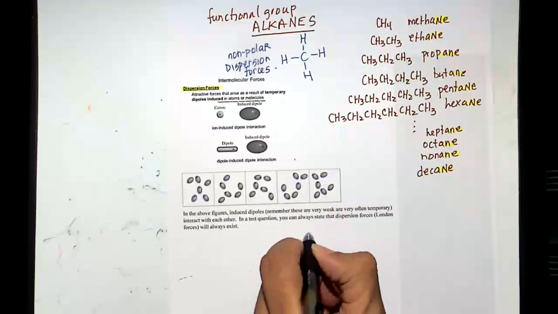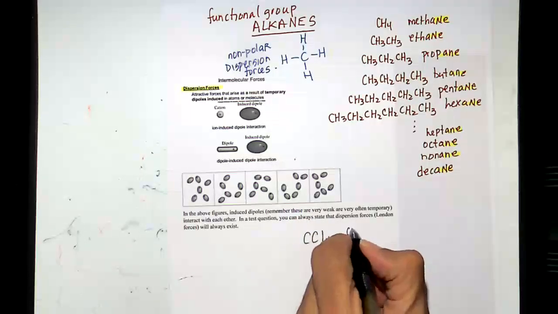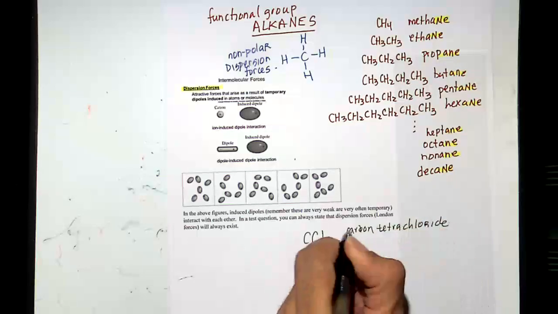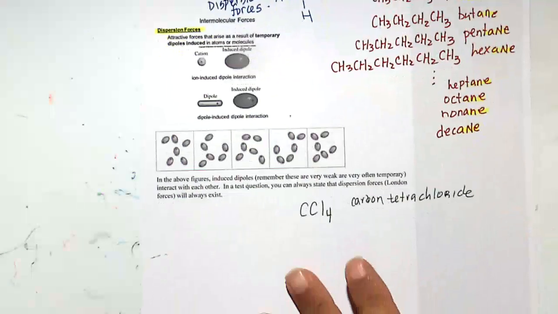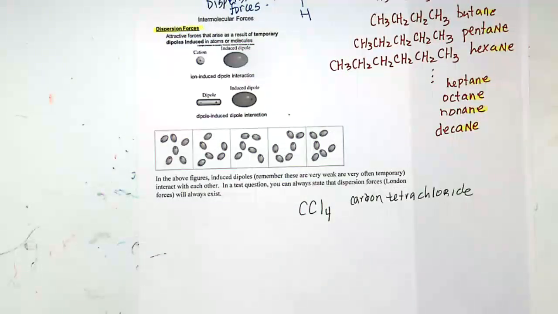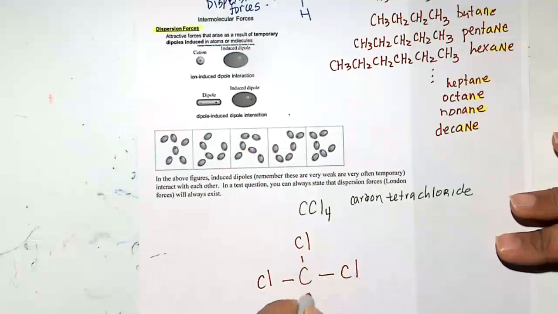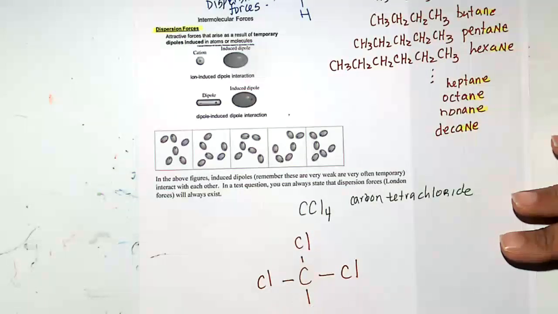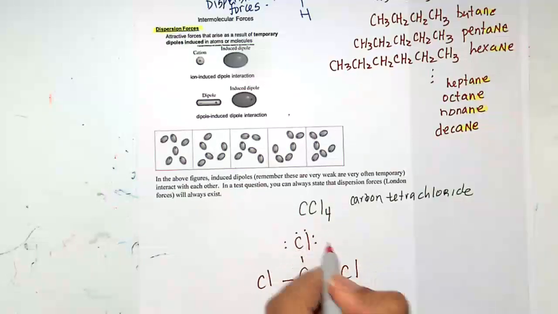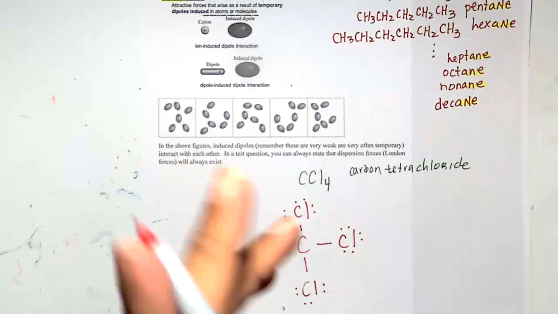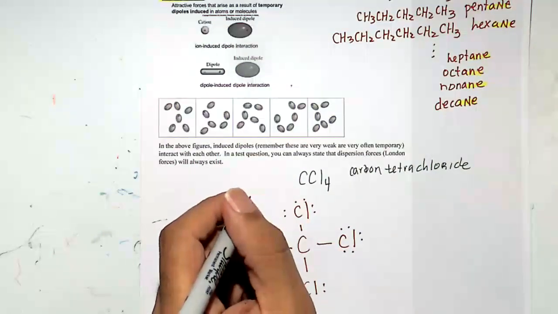What would be the main IMF for CCl4? Carbon tetrachloride is the name of this molecule. Carbon tetrachloride, CCl4. Okay, the first thing you would do is draw the structure. Carbon loves 4. Okay, chlorine is a halogen, which means it pulls, just like the oxygen and all those in that area. So what do you guys think? What's the main IMF here? Polar or non-polar?